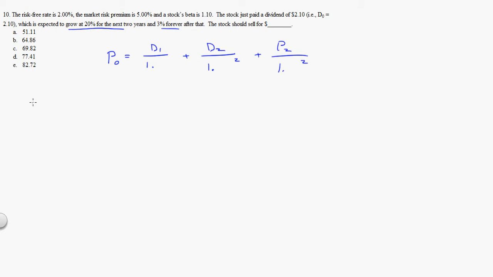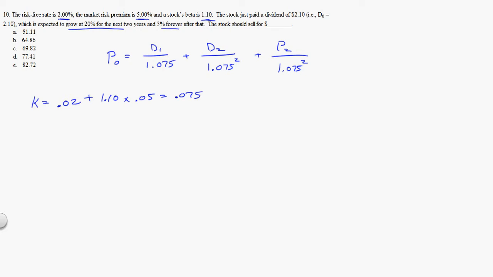What about K? K is given by the CAPM. K is equal to the risk-free rate, which is 2%, plus beta 1.1 times the market risk premium, 0.05. Now, if this said expected return on the market, you would do this. But it didn't say expected return on the market, it said market risk premium, so you keep it like that. That's 0.075. Now we just need to find D1, D2, and P2.